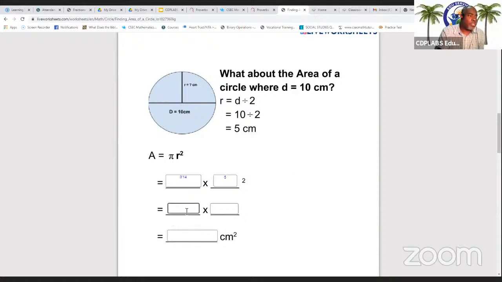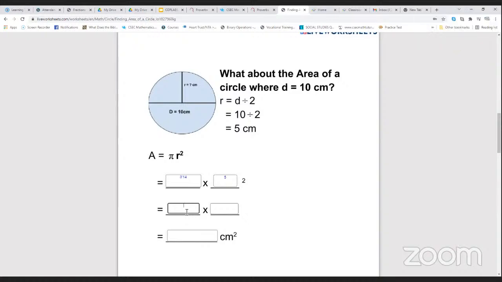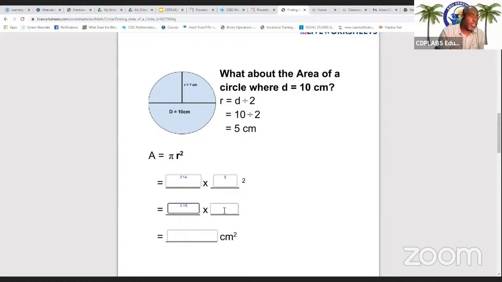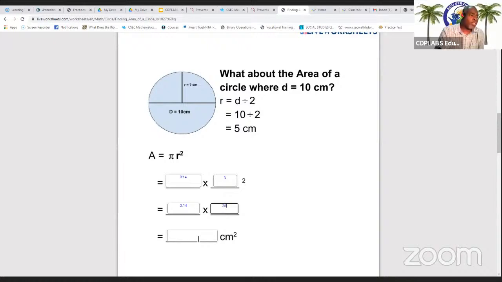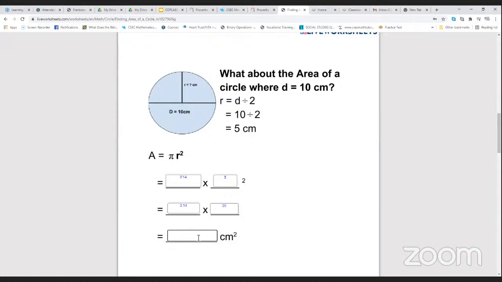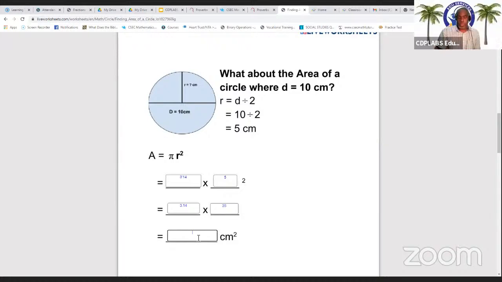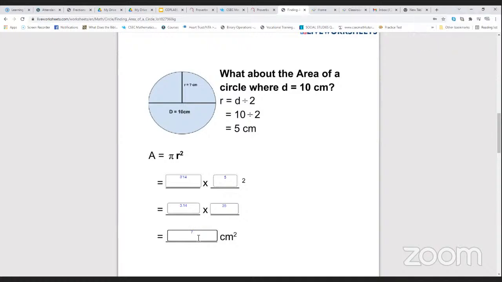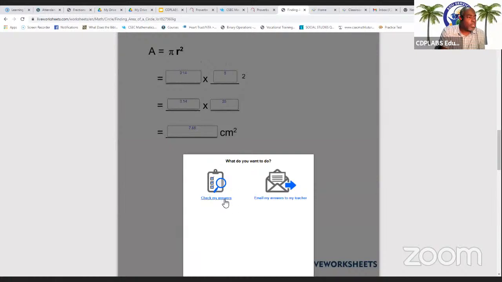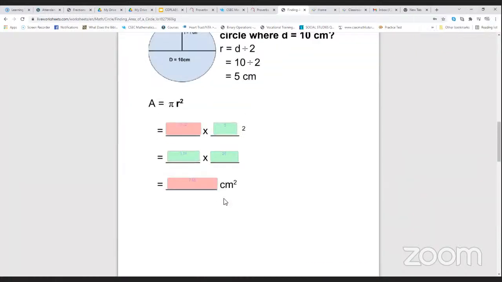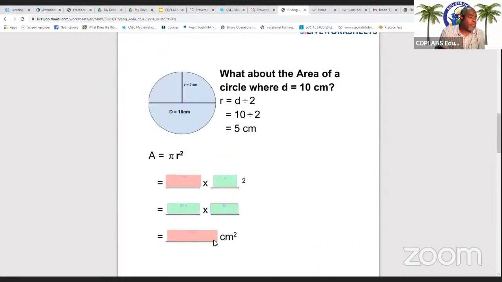All right, what should be written here, says Dacia? 3.14. And what should come right here? 25. All right, then what's the answer? 7.85. So that's how easy it is to find the area of the circle. So 7.85, 78.5. 78.5.